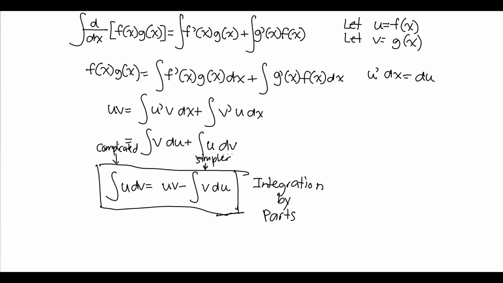So why don't we integrate x e to the x? Let's write the integration by parts formula again: the integral of u dv equals uv minus the integral of v du. So let's try to find the integral of x e to the x dx. How would you find that?